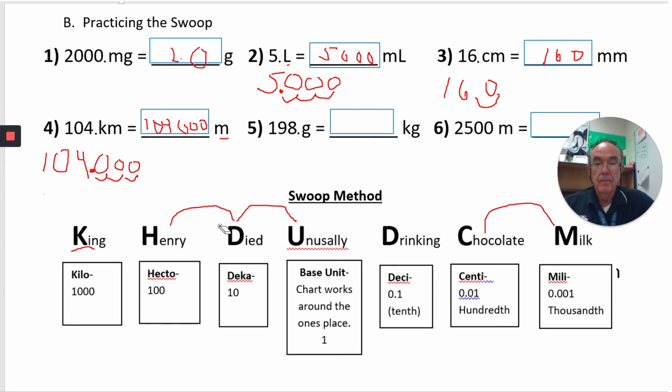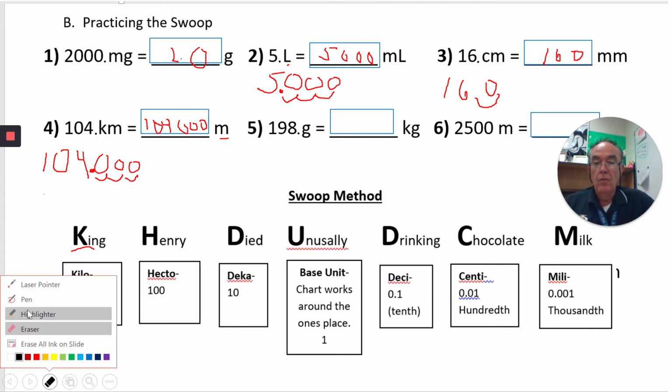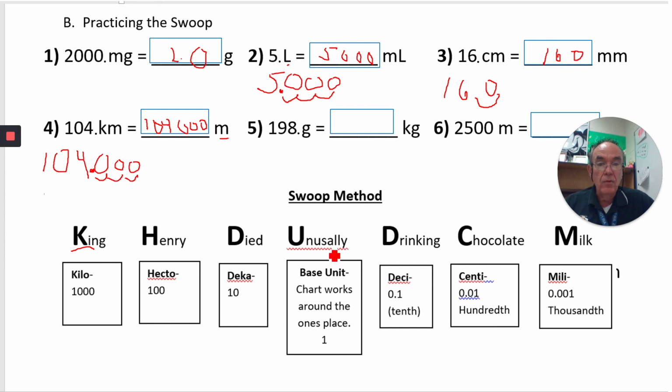Okay, so it says to go from grams to kilos. So grams is a base unit, so I'm going to start here, base unit. And it says to go over to kilo, and I'm going to find kilo right here. And then I'm going to swoop once, I'm going to swoop a second time, and I'm going to swoop a third time to get there. So up here, my decimal has to go over 1, 2, 3, and it's going to end up right there. So my answer is going to be 0.198 kilograms.